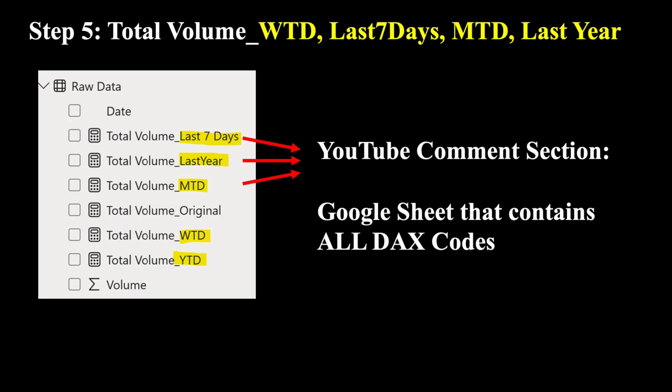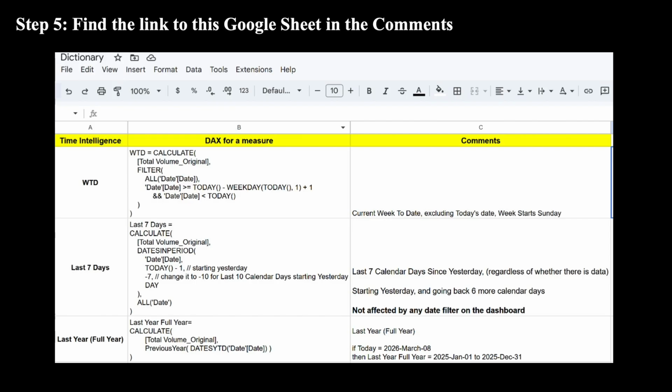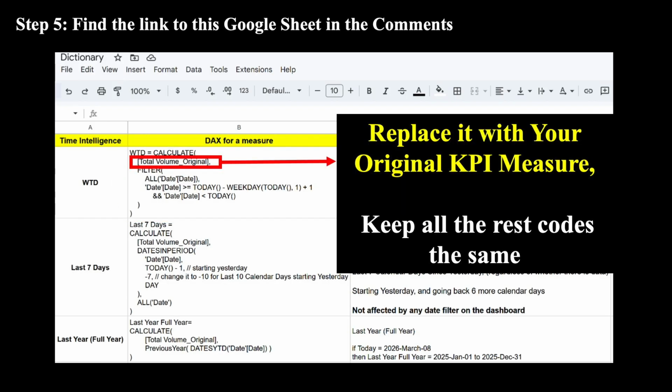date. Check out the comment section for this video as I created a shared document that has all the text functions. Here's the screenshot of the document. Find out the measure you want to create, copy the text function, and the only thing that needs to be changed is the original KPI measure.